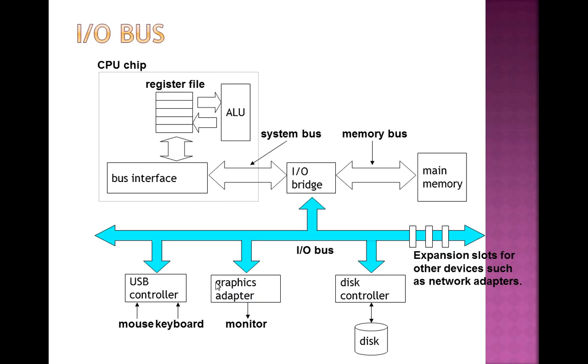This is the input-output bus. How we can transfer with the help of input-output devices, that is done by the input-output bus. First of all, there is a CPU chip. This is the bus interface that interacts with the register file or ALU. This is the register file. This is the ALU. So the register file interacts with the ALU as well as with the bus interface. This is the system bus. This is the memory bus. There is a mediator known as the input-output bridge that acts as a bridge between the computer and the CPU.